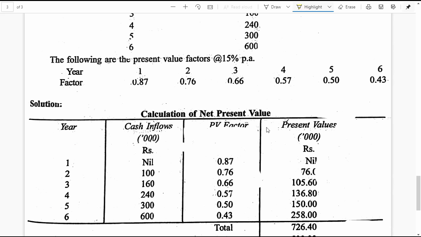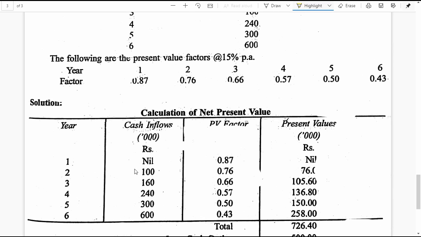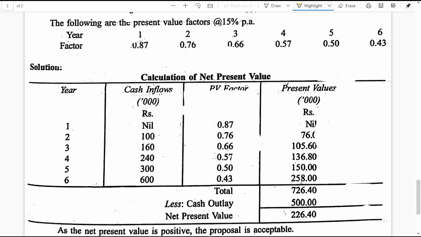Now calculation of net present value. Here cash inflows, PVIF, present values. First year 0 into 0.87, 0. So here for second year 100,000 into 0.76, it gives us 76,000. Then for third year 160,000 into 0.66, it gives us 105.60 thousands. Then for fourth year 240,000 into 0.57 gives us 136.80 thousands. For fifth year, present value of cash inflows comes to 150,000. For sixth year, it comes to 258,000.